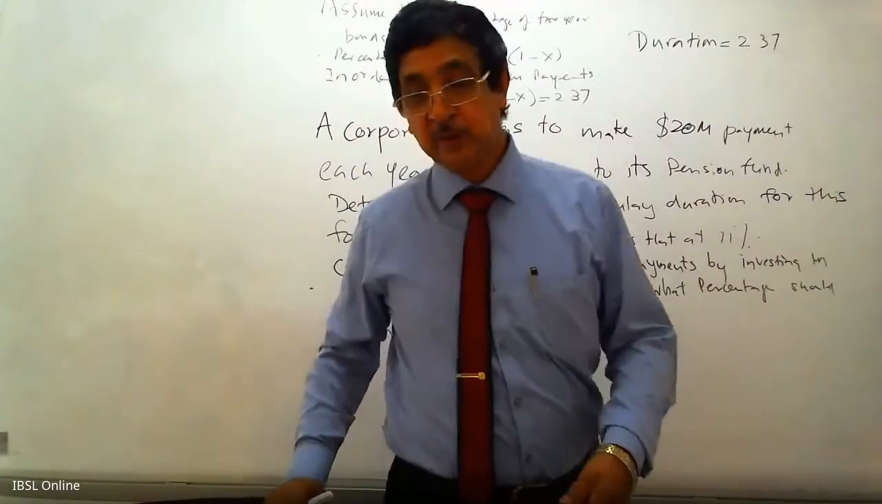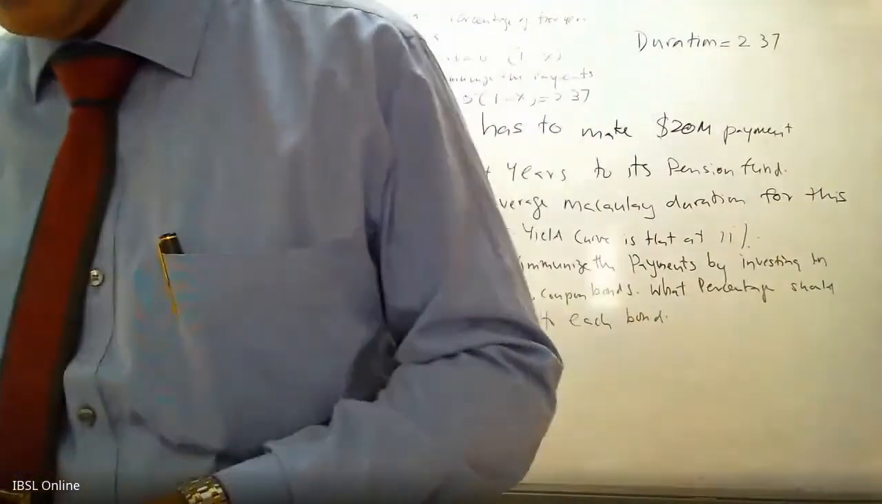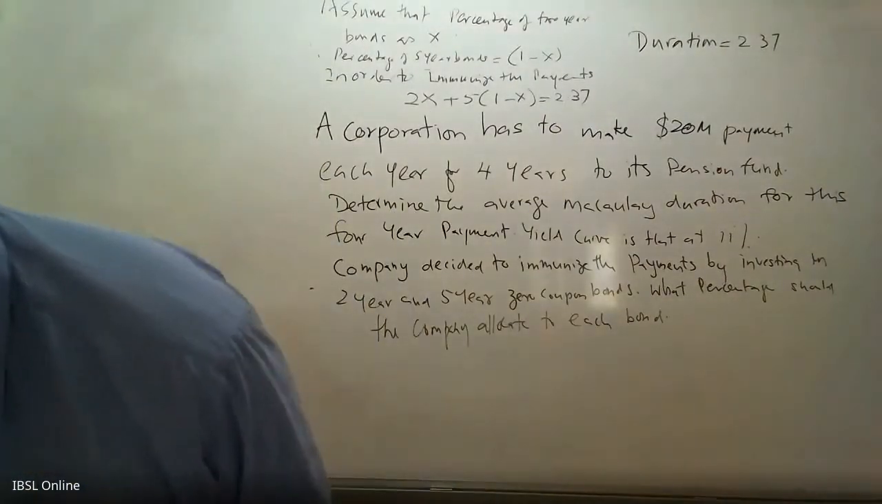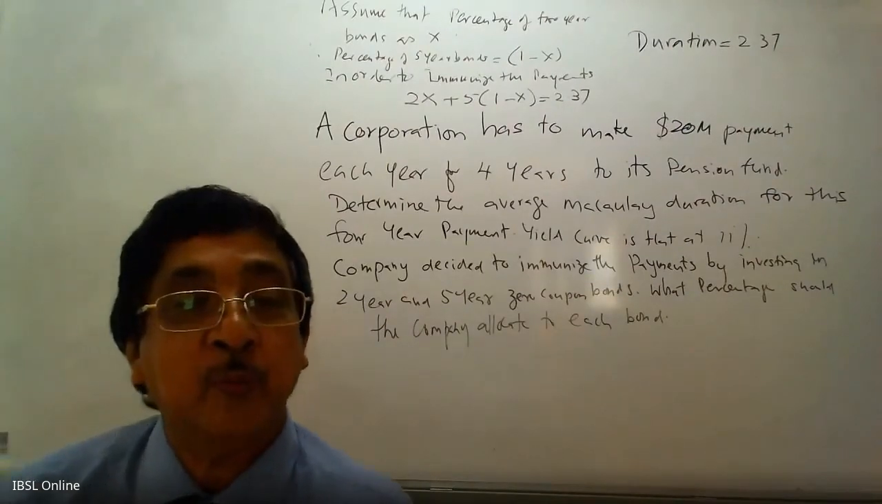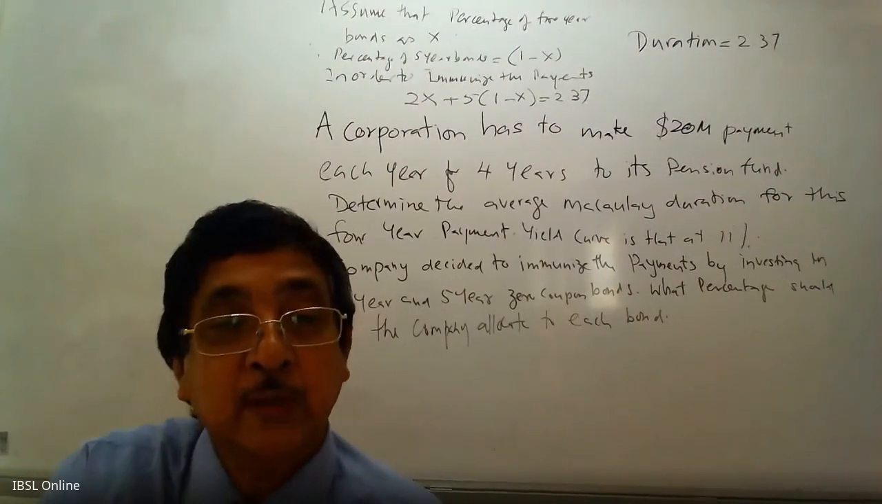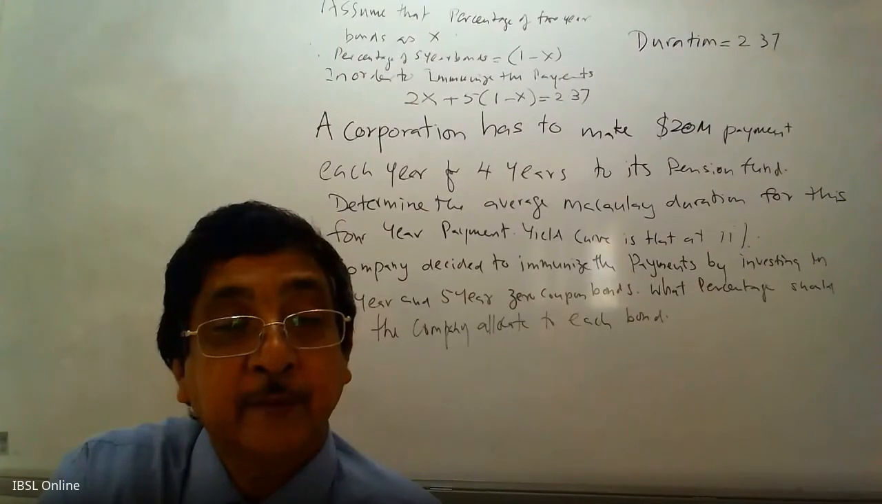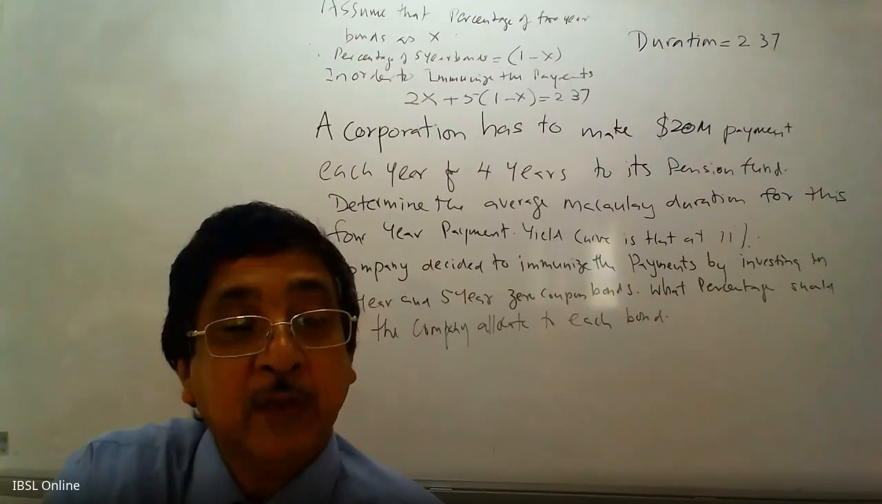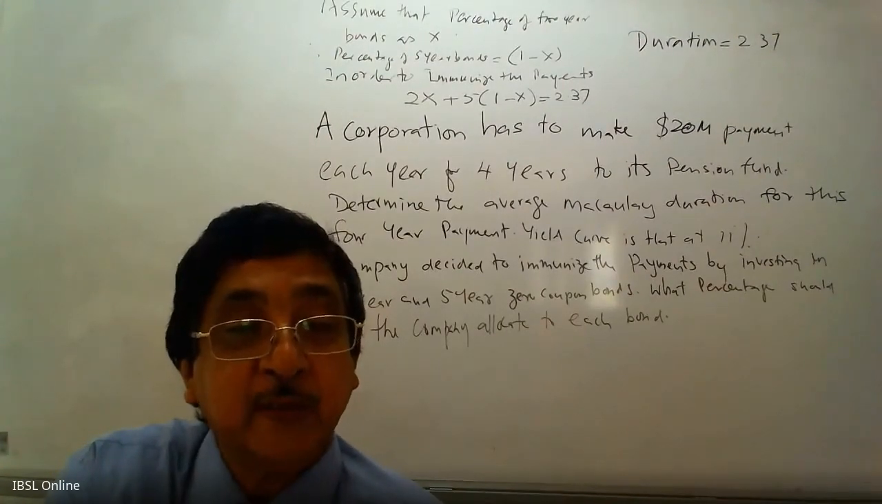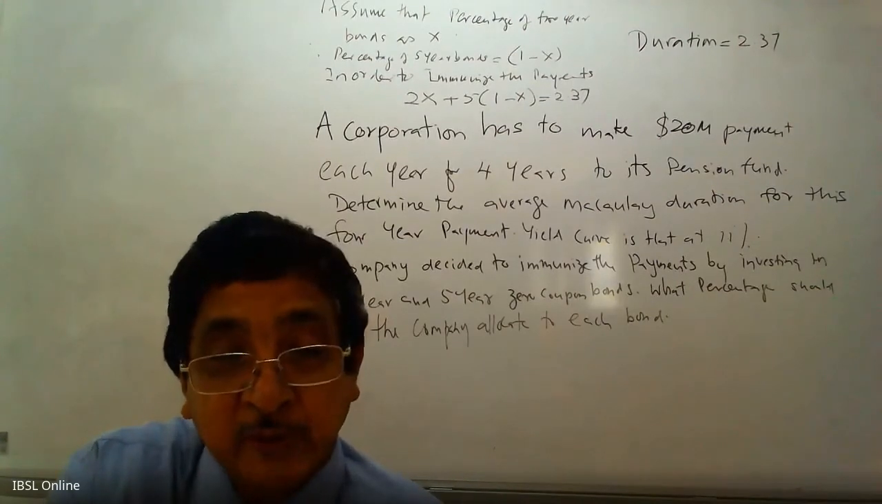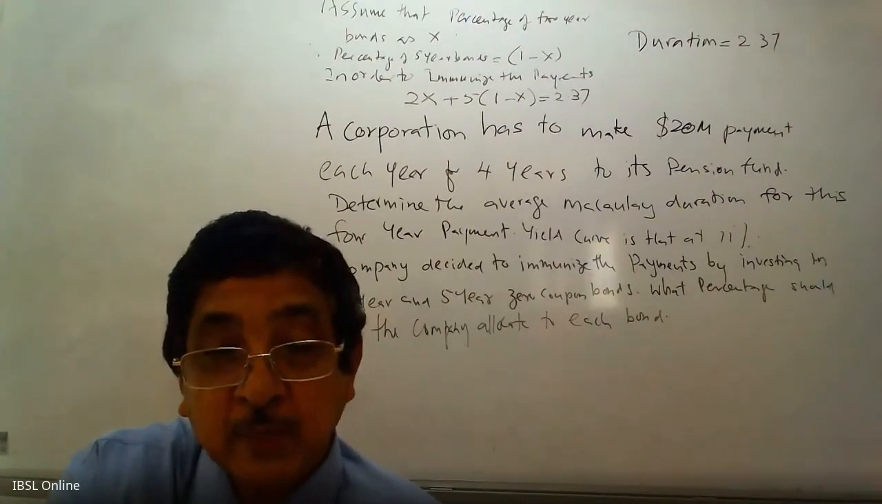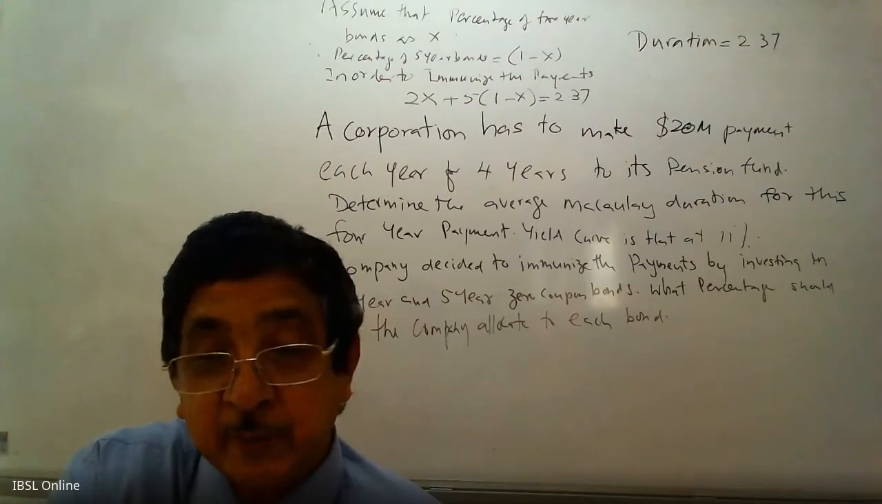Now this is an equation which we can form, and we will be in a position to find out the value of X by solving this equation. Now you try to solve that equation. Yeah, the 2-year bond percentage is 87.76.